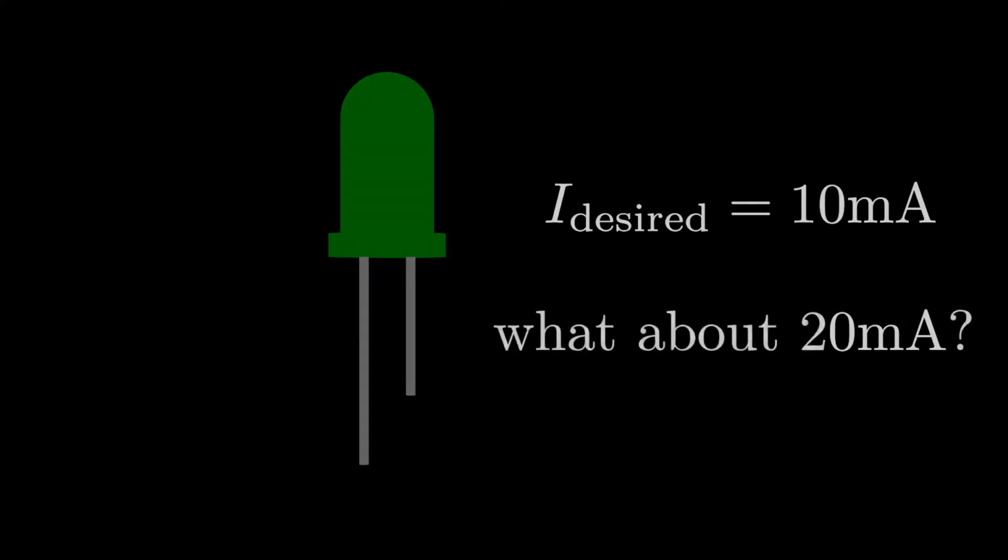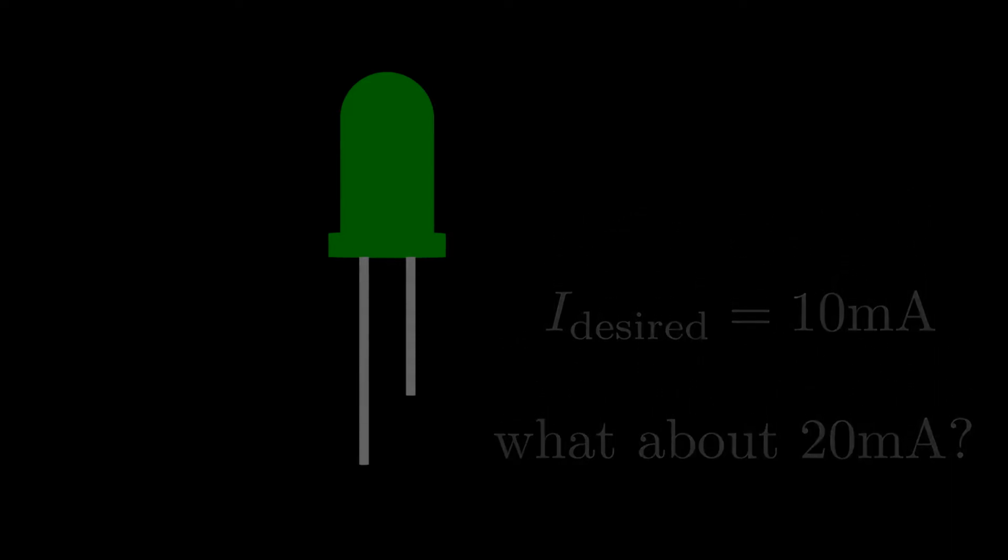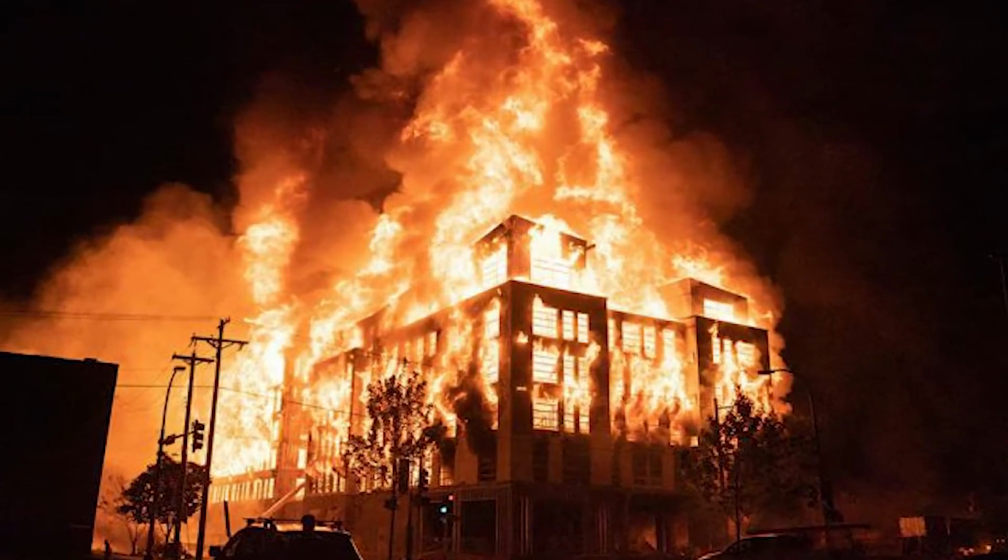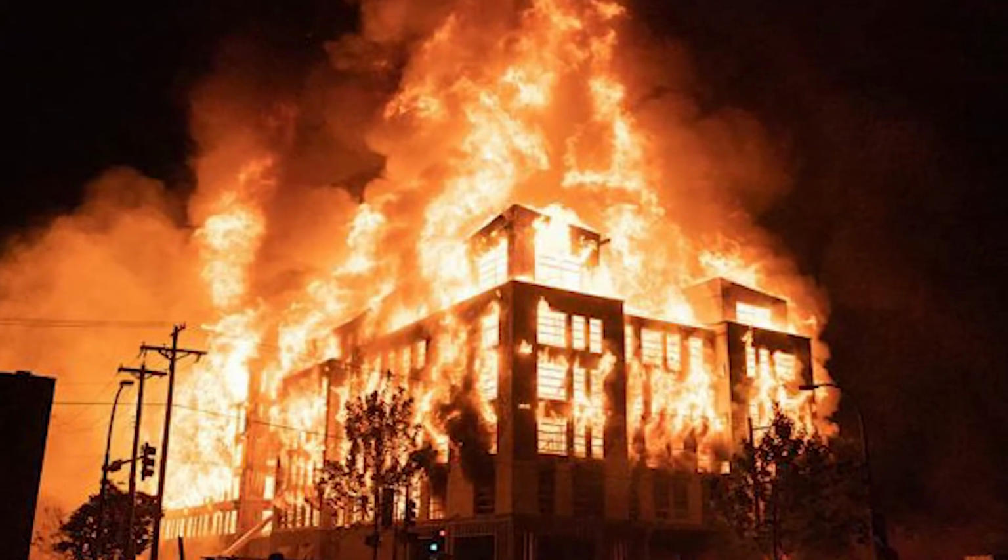Then if we specifically wanted to have a current of say 10 milliamps through some device like this LED here, how would we accomplish that? Or what about 20 milliamps? Do we just connect a battery across it and hope for the best? Clearly, we need to think this through some more.